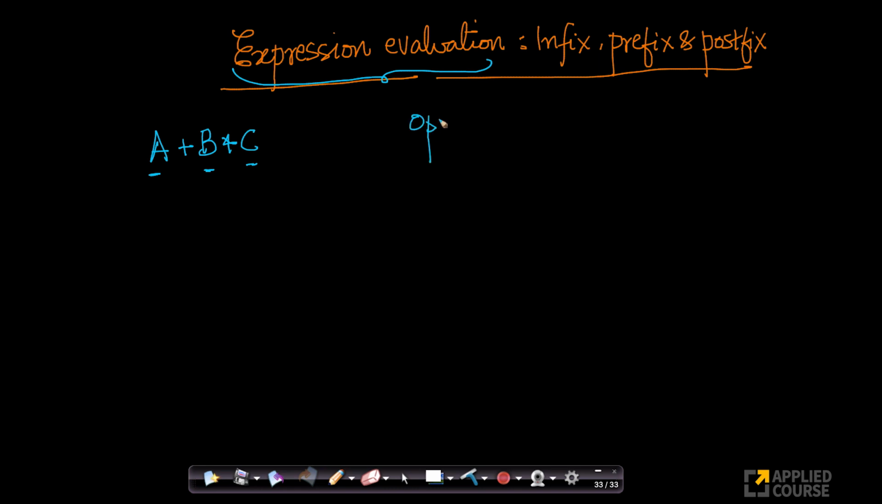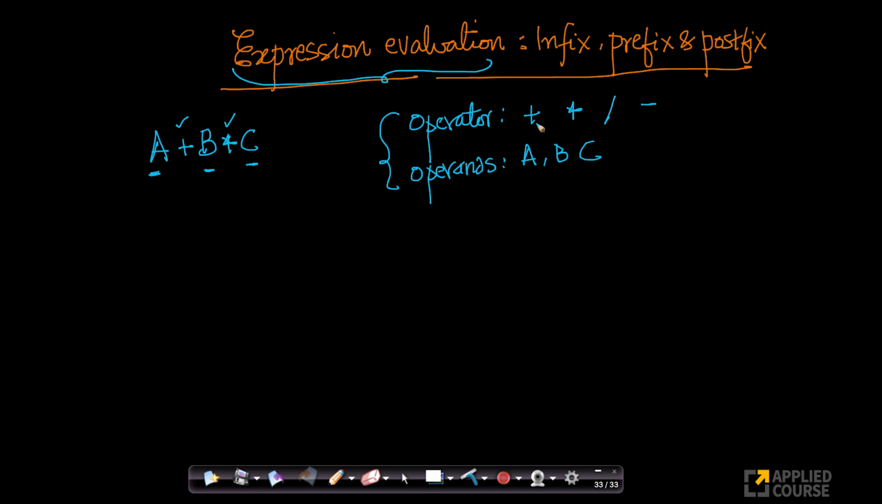So what is an operator here? An operator is your addition and multiplication and division and subtraction. And you have three operands. What are operands? Operands are the variables that you have, the numbers that you have. In this case, A, B, and C are your operands, right? This is simple terminology that will help you understand. So A, B, C are operands. Plus and multiplication star are basically your operators.